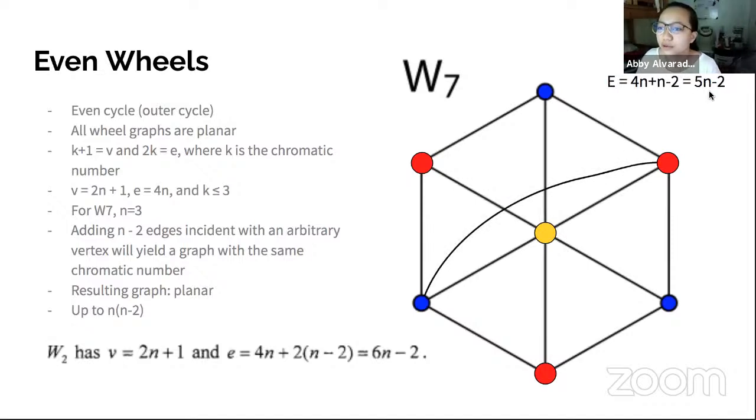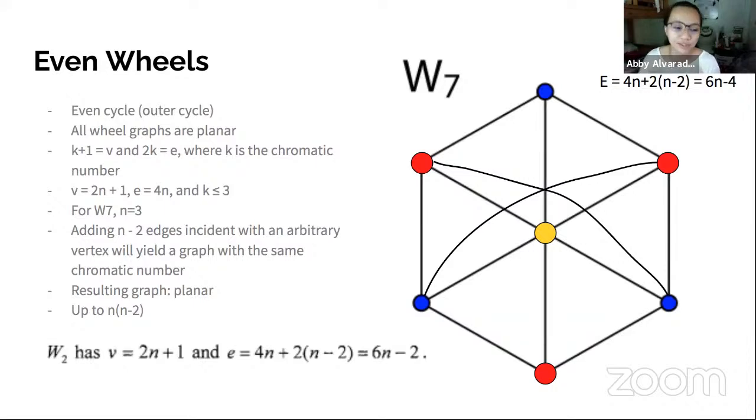And we'll have this equation for the number of edges. So we'll have 4n plus n minus 2 is equal to 5n minus 2. To double check, we have n is equal to 3. 5 times 3 is 15 minus 2 is equal to 13. Next, if we add another one, so that means we added 2n minus 2 edges, and we'll have this equation naman. So we'll have 4n plus 2 times n minus 2, which is equal to 6n minus 4. Now, again, to double check, so we have 6 times 3 is equal to 18 minus 4 is 14. And yes, so far, tama naman yung edge count natin.